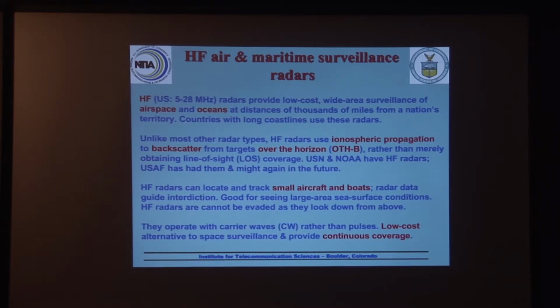They're terrific for looking at sea surface conditions over large areas. And unlike other types of radars, they don't operate with pulsed emissions. They actually transmit carrier waves. So they're basically 100% duty cycle transmitters. Key things about HF radars is that they are low cost as an alternative to space surveillance, which is very difficult, very costly, and they can give you continuous coverage over a given area.